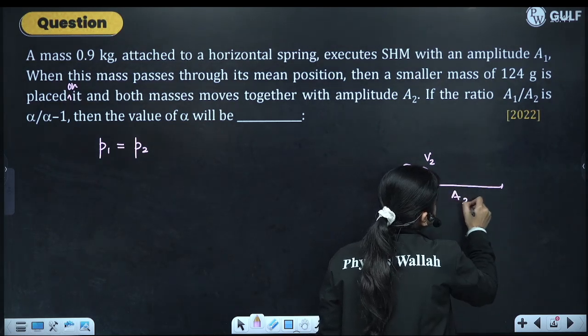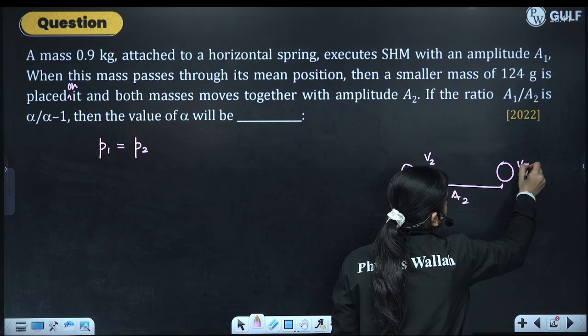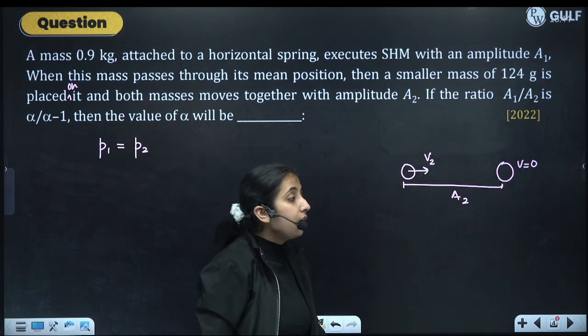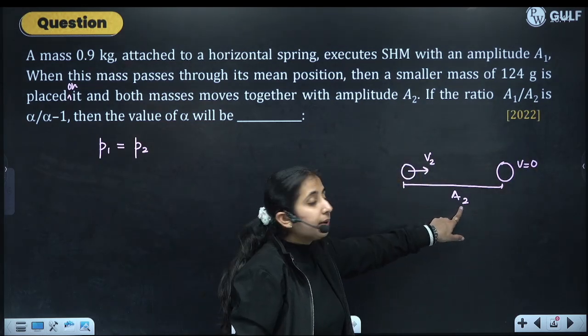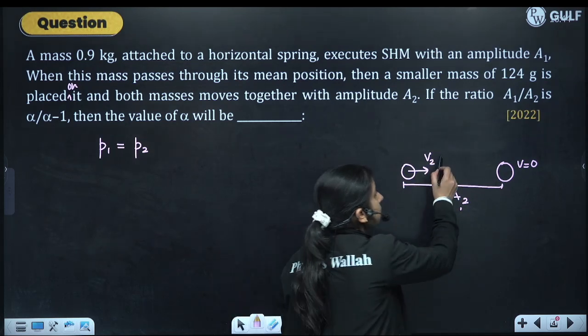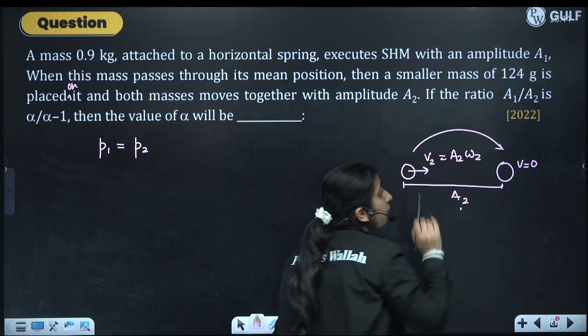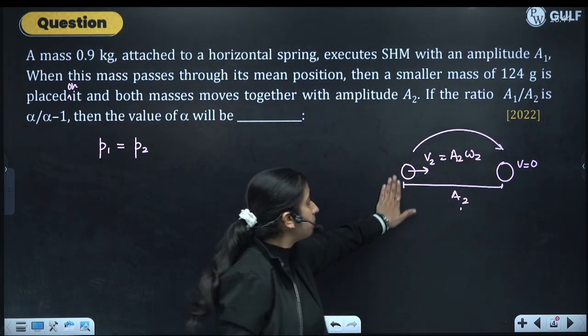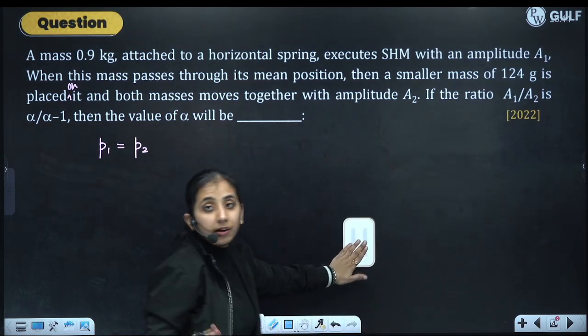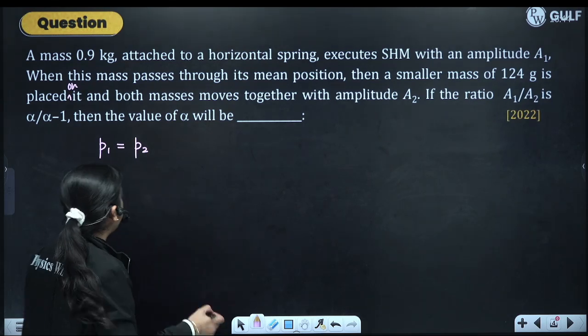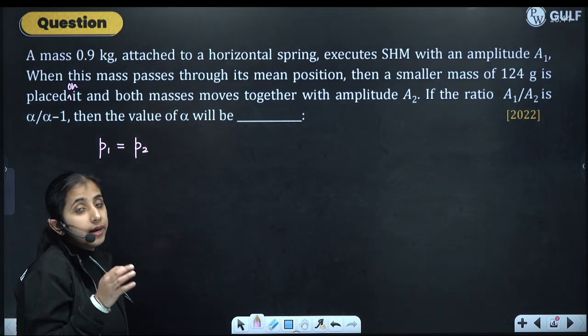If it goes to some A2 distance at maximum, here its velocity becomes 0. So now the new amplitude will be A2. So this v2 must be equal to A2 into omega 2. Then only after A2 distance v will become 0. Yes, it will have the maximum velocity at mean. No horizontal force is exerted, momentum will be conserved.